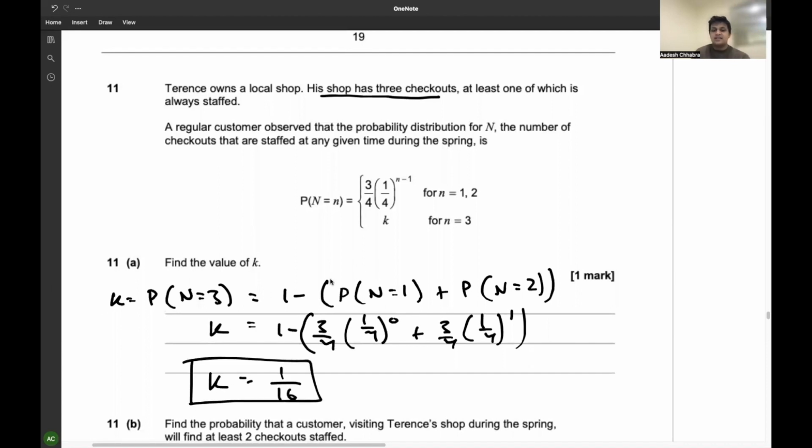The reason that I did this is simply because the probability that all 3 are staffed is 1 minus the probability that only 1 is staffed plus the probability that only 2 are staffed. So that should be very simple, and that is 11A.